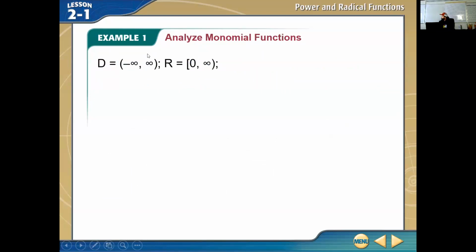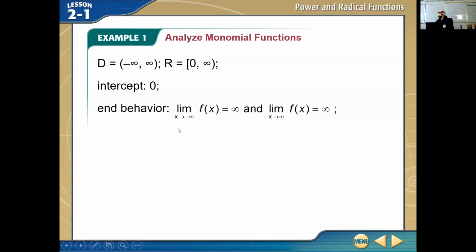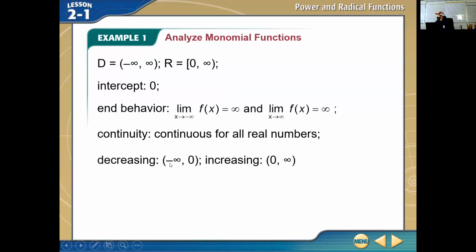So the domain, negative infinity to positive infinity, range 0 to positive infinity. Once again, it comes down, touches the x-axis, and goes back up. Its intercept is at 0 for both x and y. Its end behavior is x goes towards negative infinity, f of x towards positive infinity, x towards positive infinity, f of x towards positive infinity. Continuity, they'll always be continuous, our power functions, throughout their entire domain. Decreasing from negative infinity to 0, increasing from 0 to positive infinity.